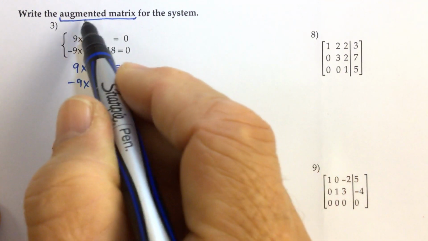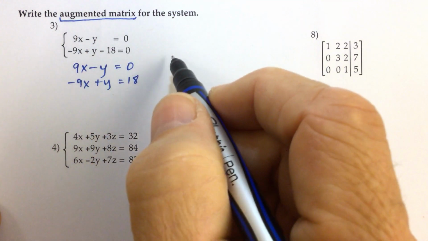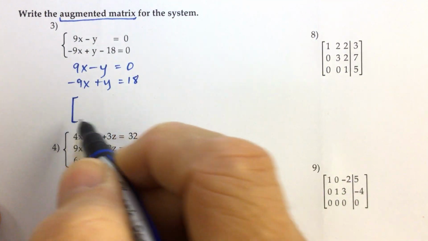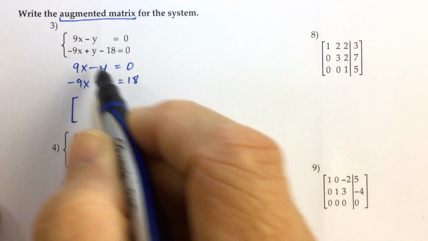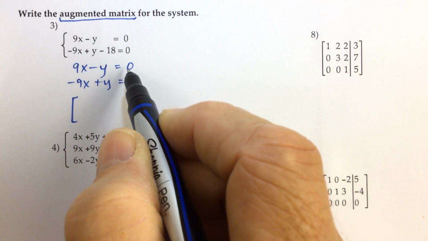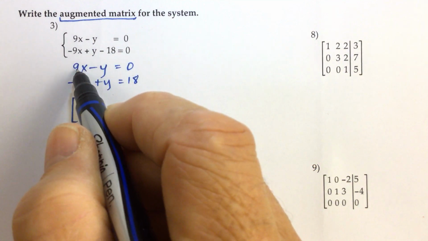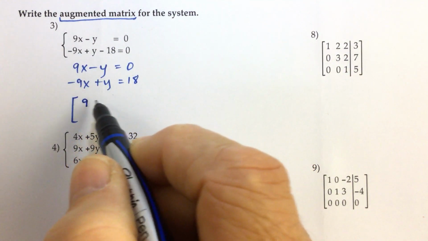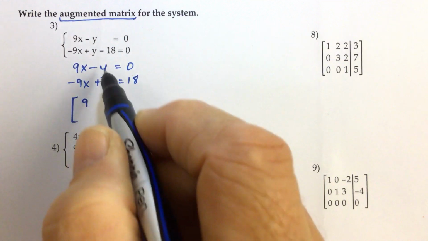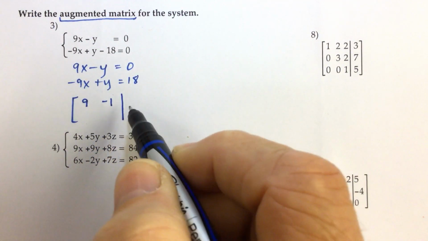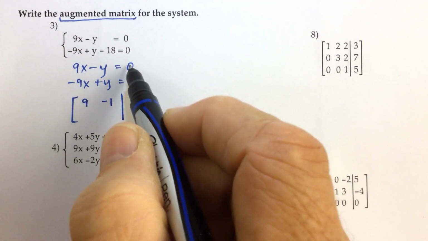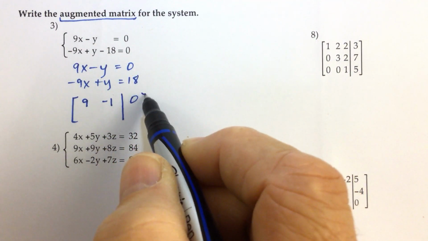So to write an augmented matrix for this, we put brackets like that. We see we have 2 rows, and we're going to have 3 numbers. We just peel off the coefficients. It's that easy. So 9 is the entry in the first row, first column. Negative 1 is the coefficient of the y. We're going to put a little line here representing the equal sign. And then 0 is the constant on the right side.